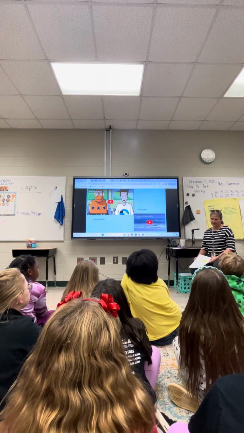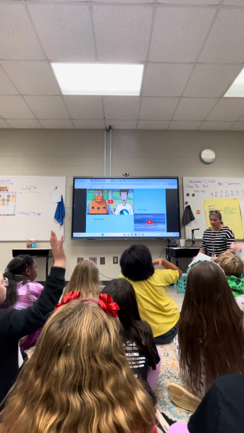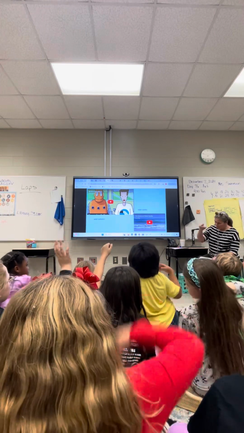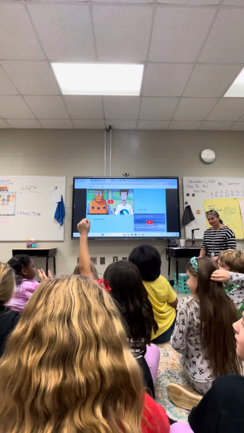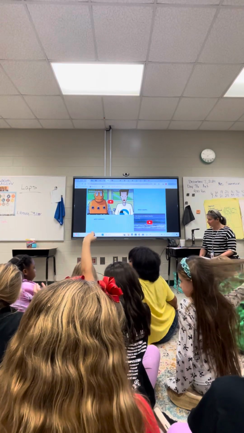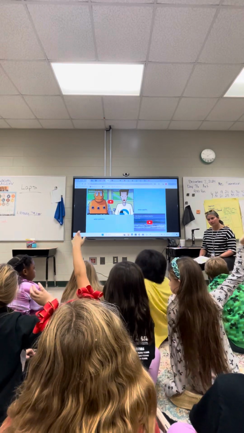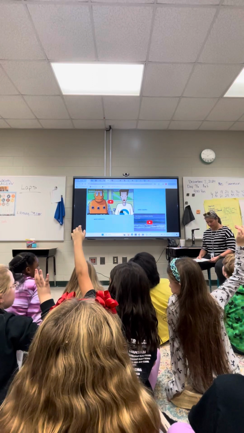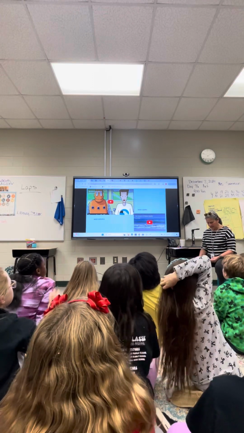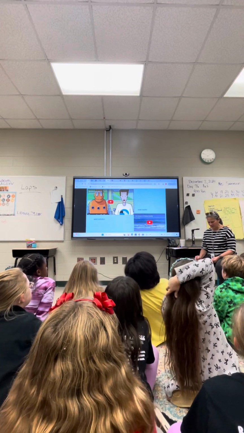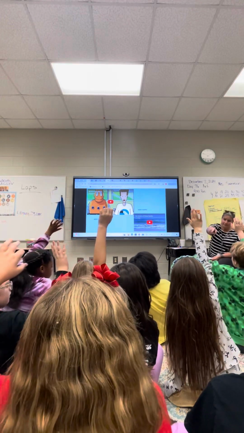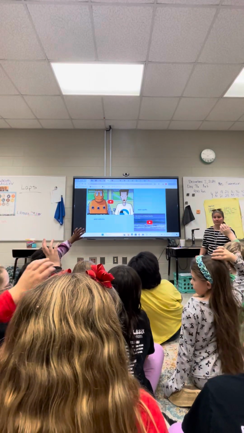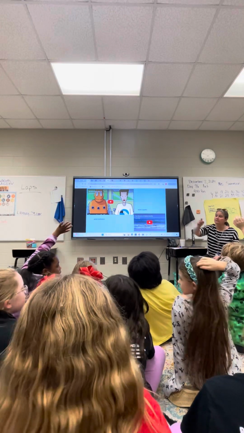And why do you think it's important to have water quality? Why? So animals and us can have the health that we need to survive. Very good. Okay. All right. What do you think might happen if our water gets polluted? What might happen? Then we can get really, really sick. Okay. What else? Animals will die.